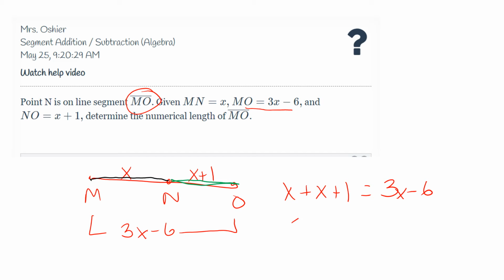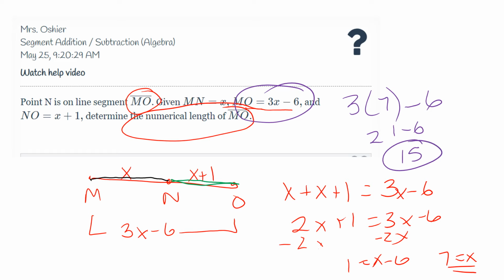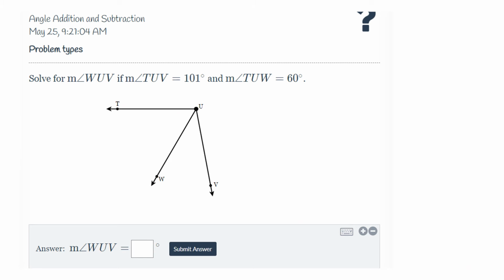And I'm just using algebra to solve. So this is 2x plus 1 equals 3x minus 6. I would subtract 2x from both sides, just doing algebra from here. I get 1 equals x minus 6. I would then add 6 to both sides, and I'm going to end up with 7 equals x. What you have to be careful of is this is not the answer they're looking for. They asked for the length of segment MO, so I would have to substitute that back in. So MO is 3x minus 6, so 3 times 7, which is what I got for x, minus 6. 21 minus 6 is 15. My final answer would be 15 for that.